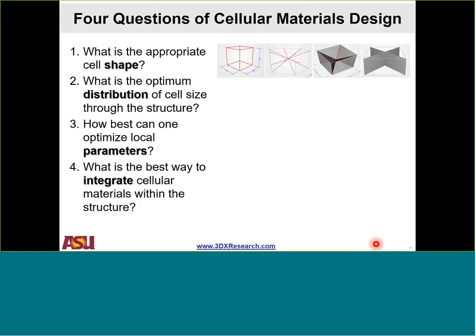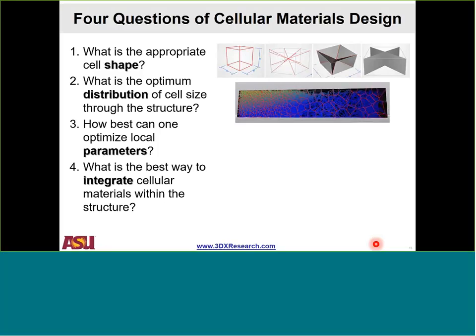I just showed you a taxonomy where you can pick from an infinite number of cell shapes on the tessellation, the elements that you use, the connectivity that you describe. So that is question number 1. Well, once you have this cell, the question is, how do you distribute it through your structure?